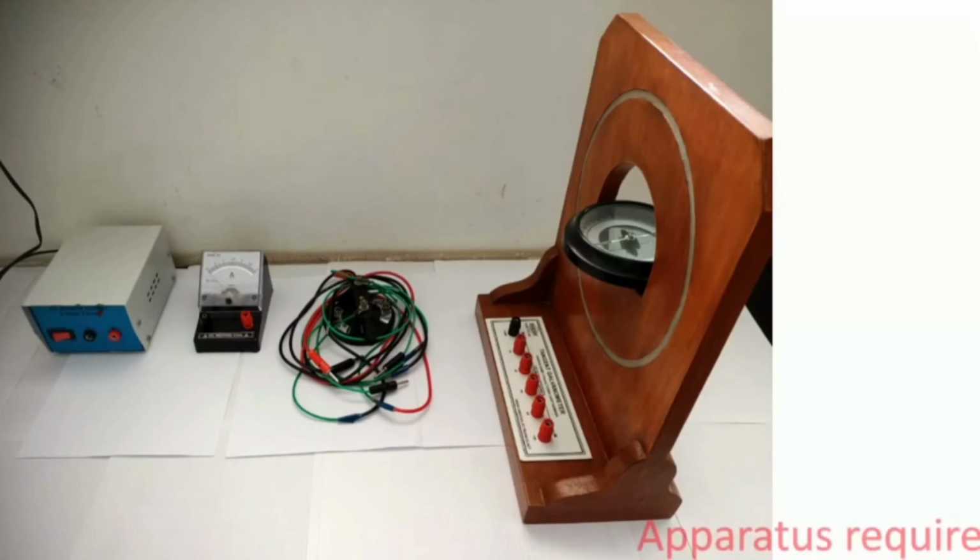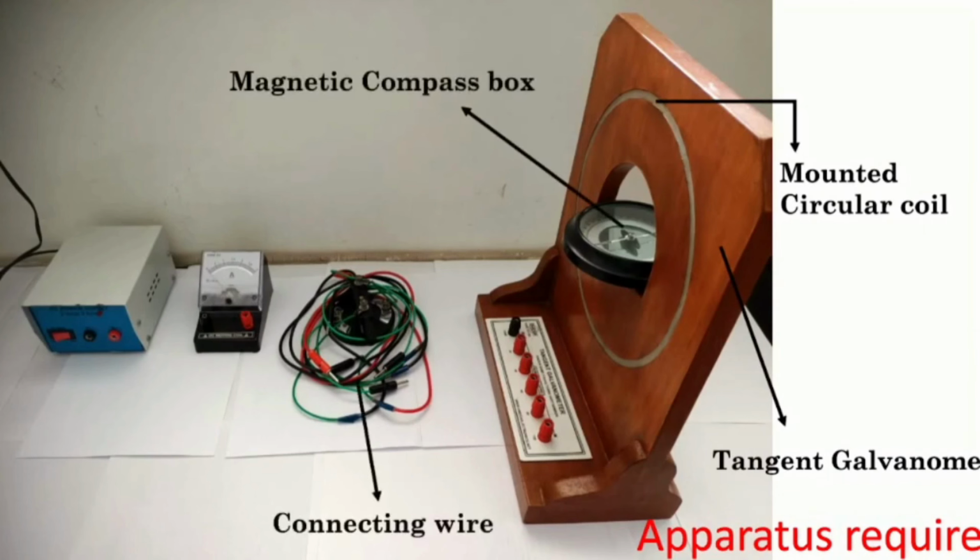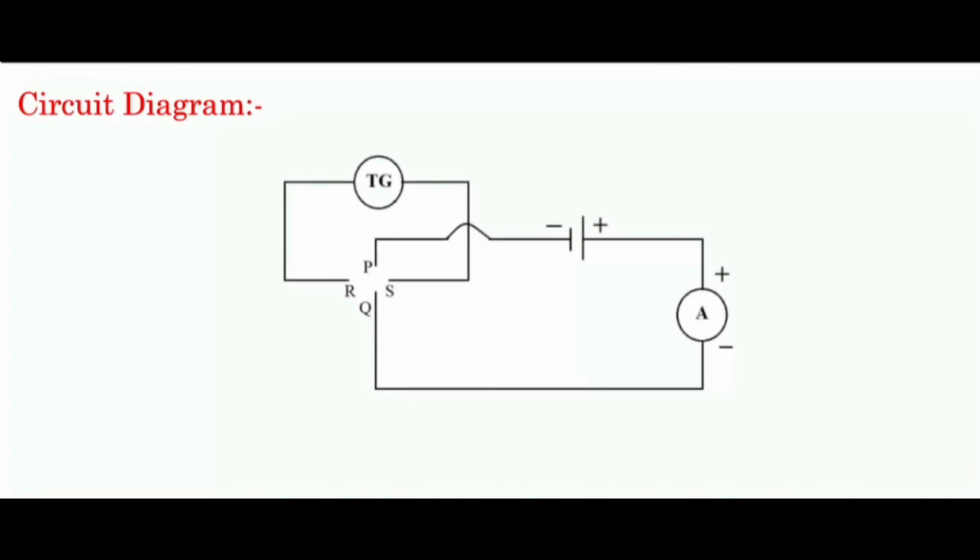The apparatus required to perform this experiment is as shown: a tangent galvanometer along with a mounted circular coil, a magnetic compass box, connecting wires, an ammeter, and a DC power supply. Circuit connections are made as shown in the figure.